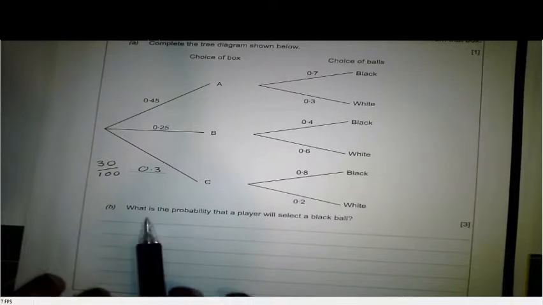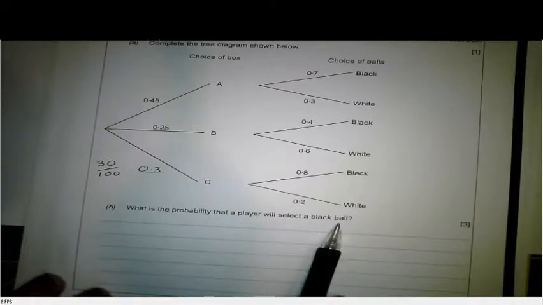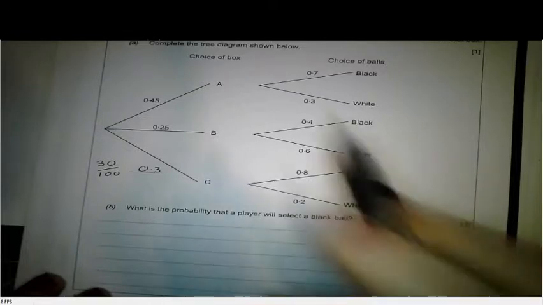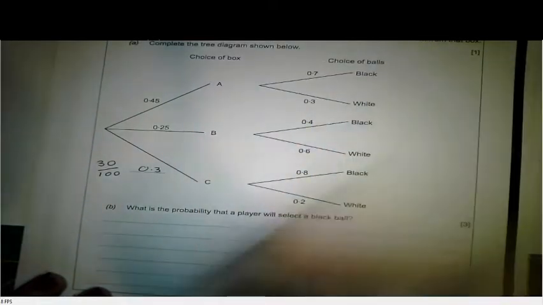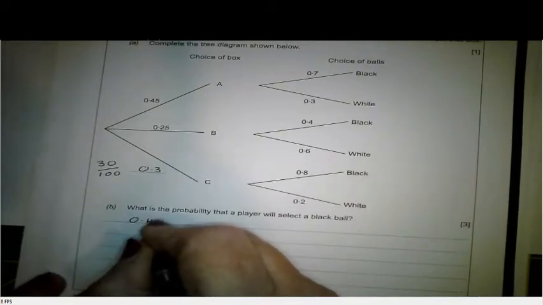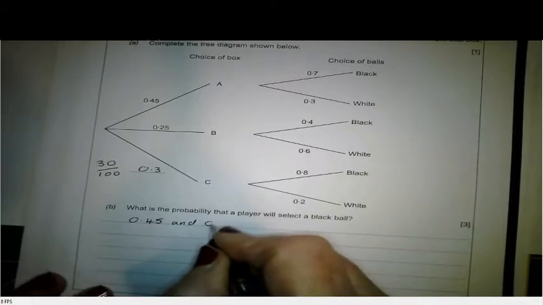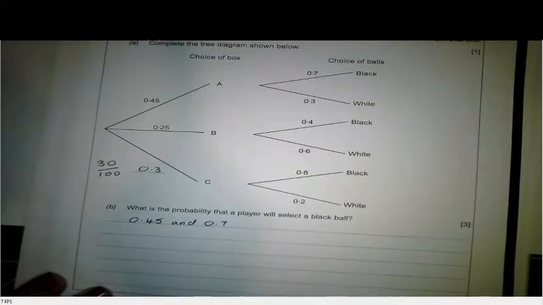Part B of this question asks us, what is the probability that a player will select a black ball? So we need to work that out. A player can select a black ball by choosing box A and a black ball. If he chose box A, he'd have a probability of 0.45, but he needs to choose the black ball from box A, so that's a probability of 0.7.